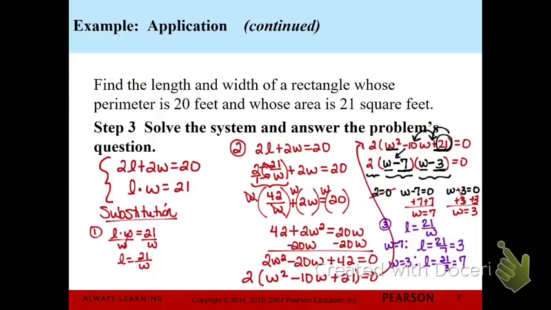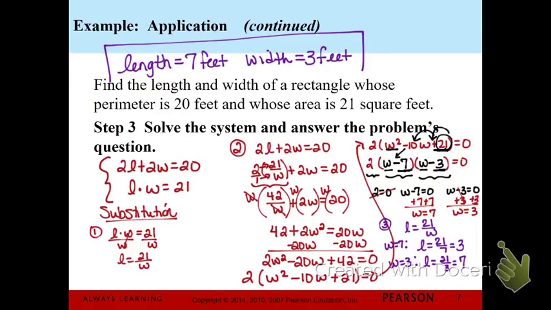Really, it doesn't matter which one's which. Typically, we say the length is the bigger one, so your length is 7 feet and our width is 3 feet. And what is my last step? Check it. If you do 2L plus 2W, 2 times 7 plus 2 times 3, does it give you 20? Yes. If you do length times width, 7 times 3, does that give you the 21? Yep. So you know your answer is correct.